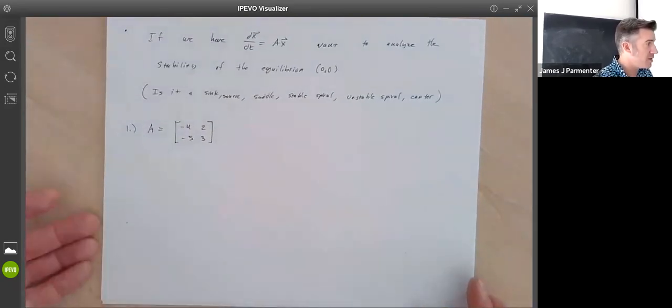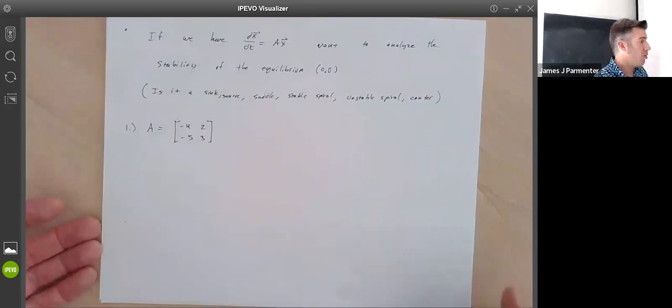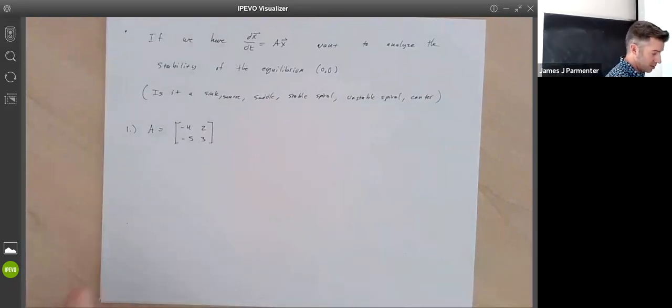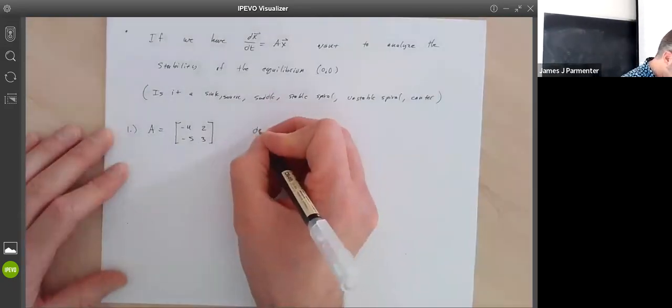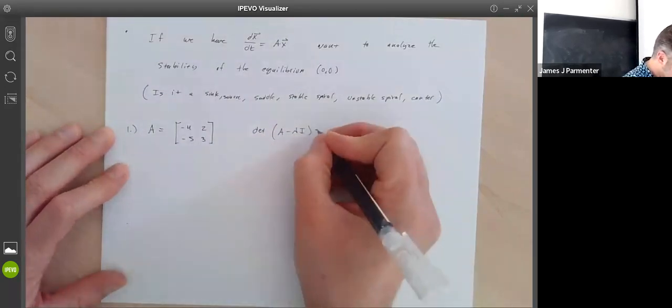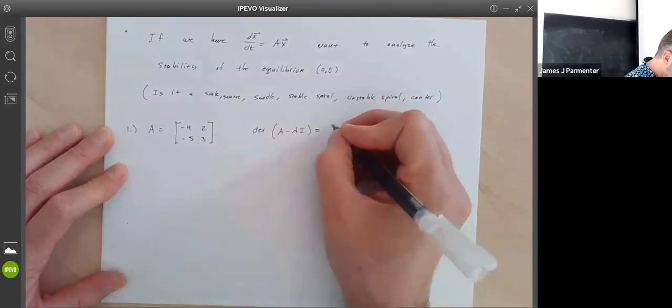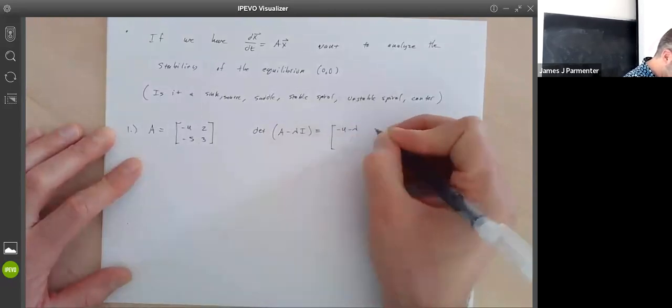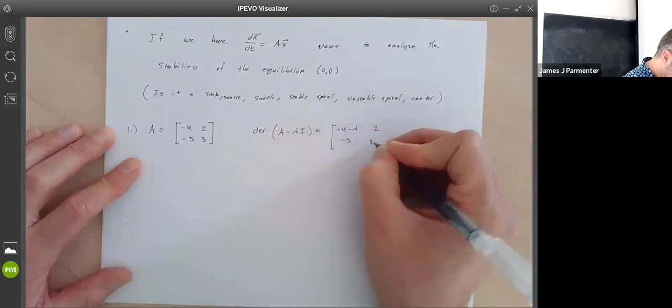So there are a couple different ways you can approach this. One way is just to find the eigenvalues. So we can find the determinant of A minus lambda I. It's going to be equal to -4 minus lambda, 2, -5, 3 minus lambda.